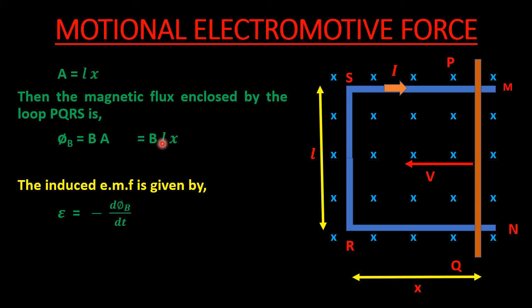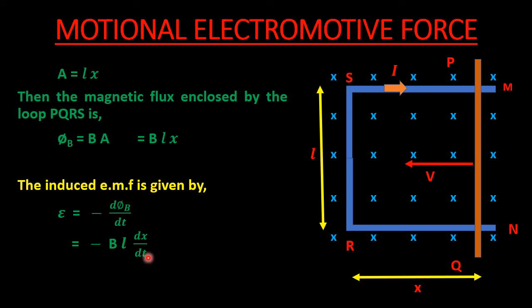Here B and L are constant, only the variable is X. Because if this PQ moves towards the left, then this length X will decrease, which equals minus BL dx by dt. So if you look at this dx by dt, dx is a distance, dt is a time.